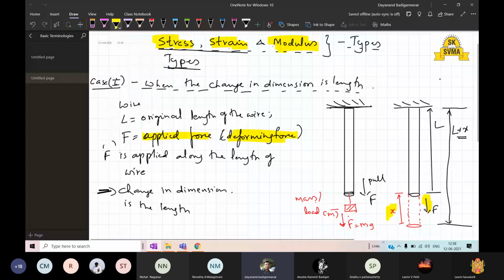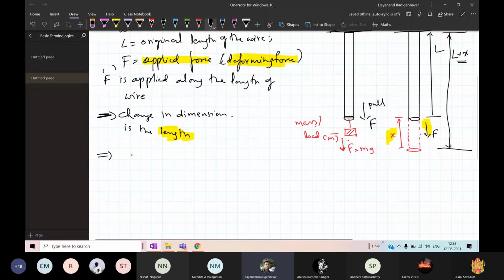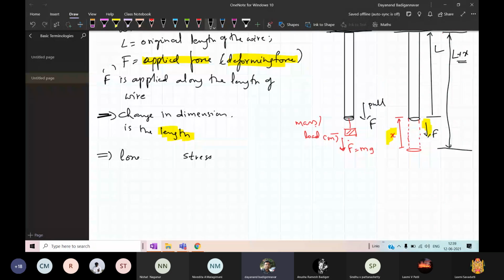It is along the length. So I can define the stress and strain here with respect to length. I can define the first one, the stress. What type of stress should I call it? I will call it the longitudinal stress.